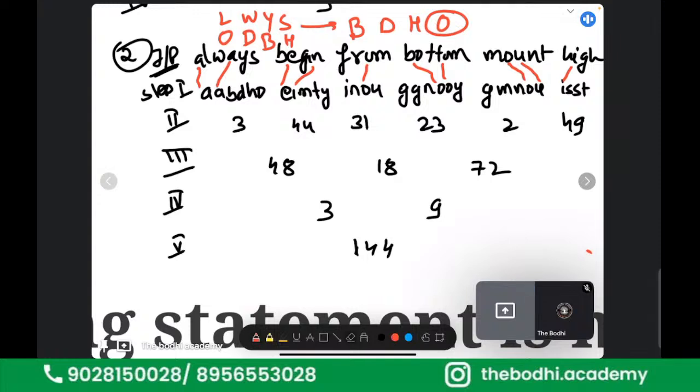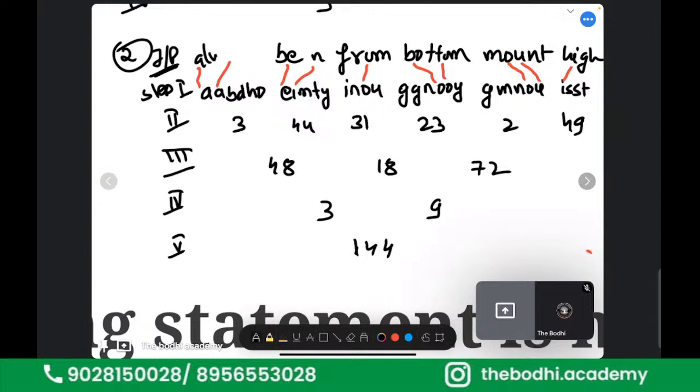Now, next one, see. Begin. B's opposite is Y. G is T. I is a vowel, so we will not touch it. N is M. So it should be E, I, M, T, and Y. So first convert the consonants into the opposite letters, then add the vowels to it, and then arrange everything in an ascending order.